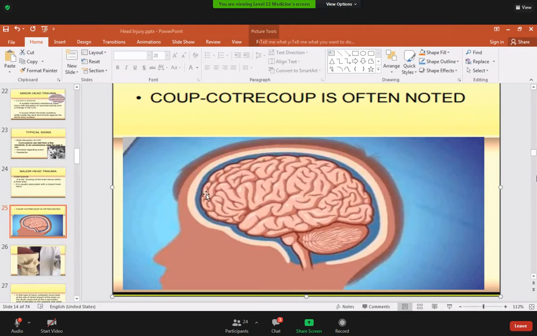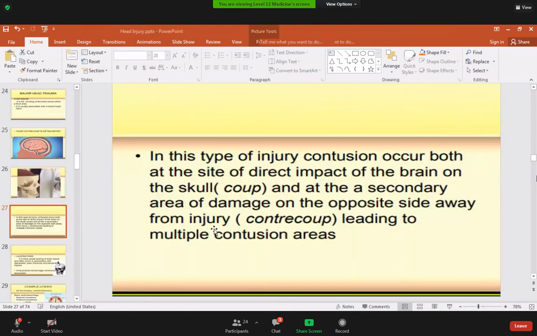So the patient will have injury at the site of impact, as well as injury on the other side of the brain, a site that is remote from the site of impact. This is called a coup counter coup injury: the injury at the site of impact and the injury on the opposite side. Is it clear now what is coup and what is counter coup? The direct impact injury is the coup injury, and there is another area of damage on the opposite side, away from the injury.